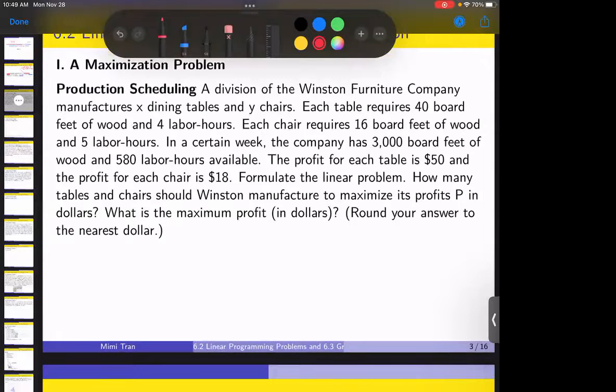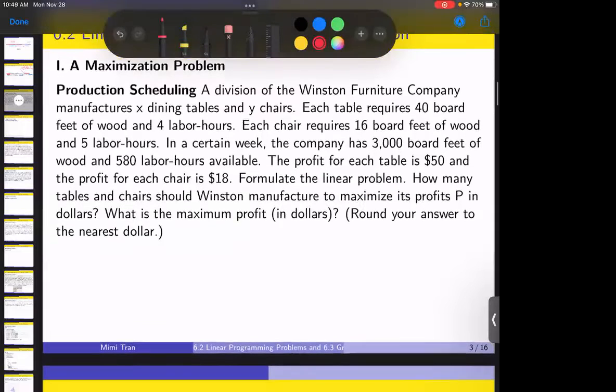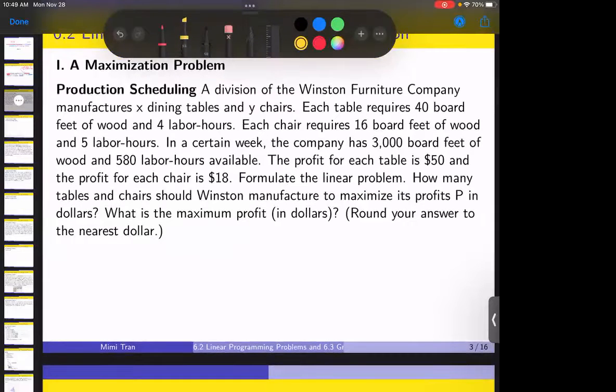Formulate the linear programming problem. We're just going to formulate it, and the rest will be 6.3. How many, blah blah blah, that's the next lecture. But now we're going to formulate it. So first, I need to define the variables, which I already did, or at least they already did. x is the number of tables and y is the number of chairs.